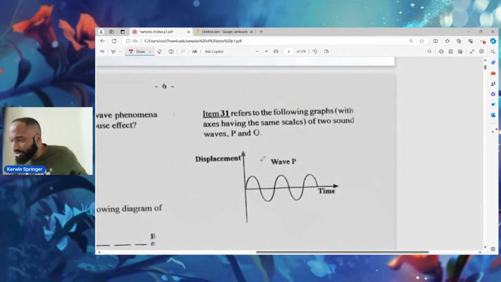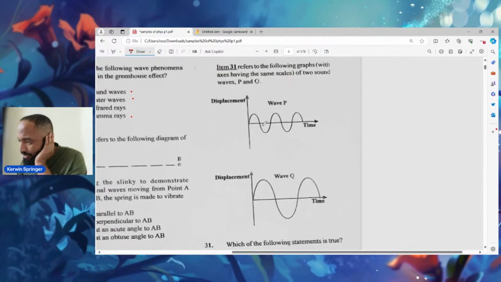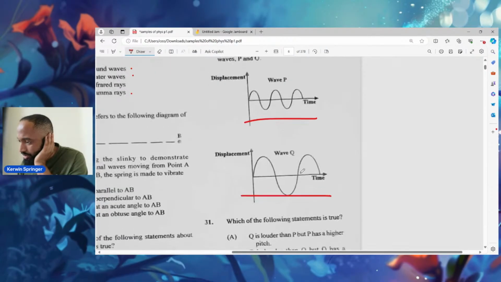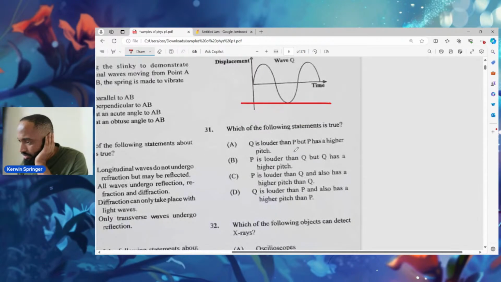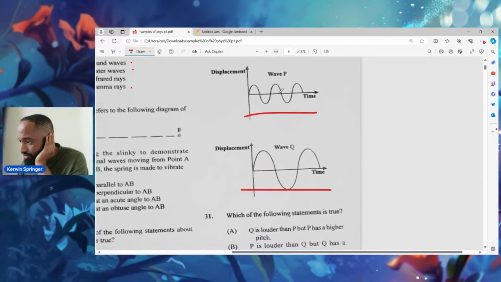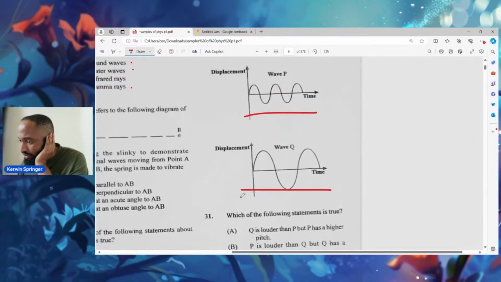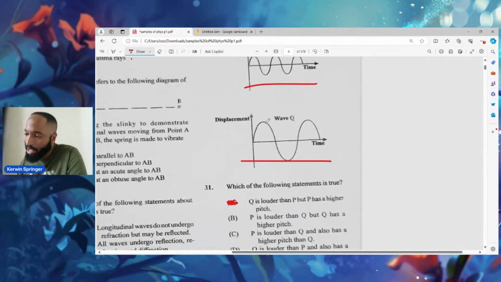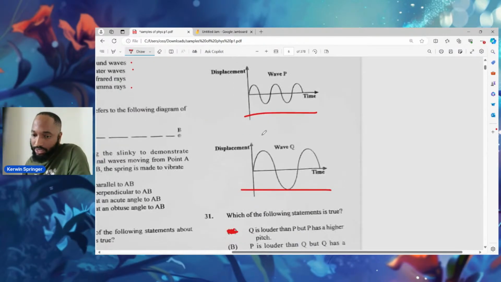So we have displacement versus time. Two sound waves, wave P, wave Q. So this one is a higher frequency than this one. So which of the following statements is true? Q is louder than P. That's true because it has a higher amplitude. But P has a higher pitch. Straight out the blocks. The amplitude determines the loudness, the decibel level, and the frequency determines the pitch.